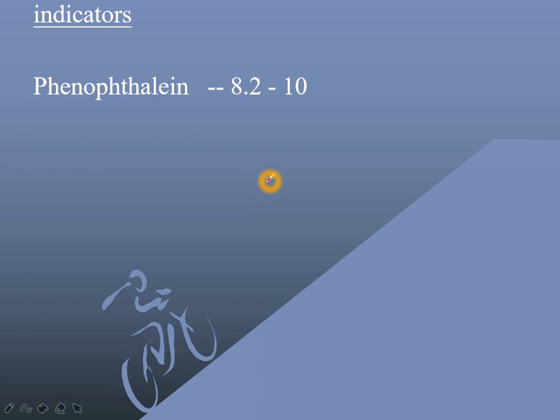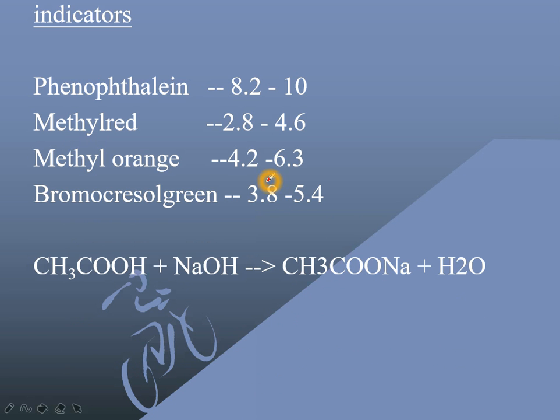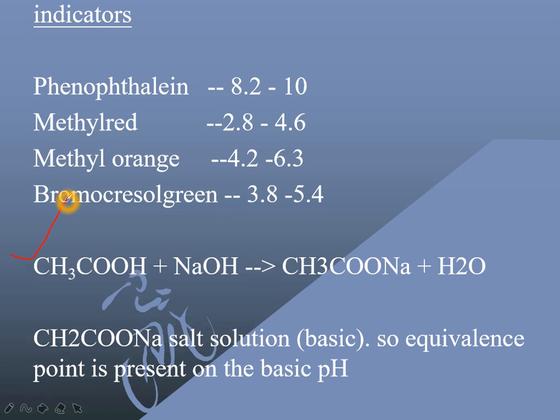The indicators used for this titration are phenolphthalein with a range of 8.2 to 10, methyl red 2.8 to 4.6, methyl orange 4.2 to 6.3, and bromocresol green 3.8 to 5.4. The chemical reaction is CH3COOH + NaOH gives CH3COONa + water. This CH3COONa salt solution is basic, so the equivalence point is at a basic pH.